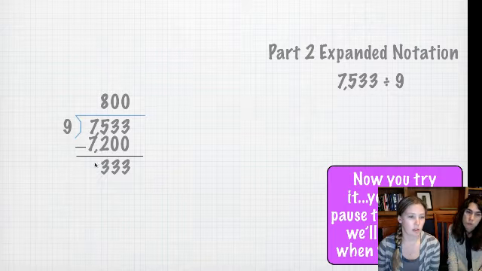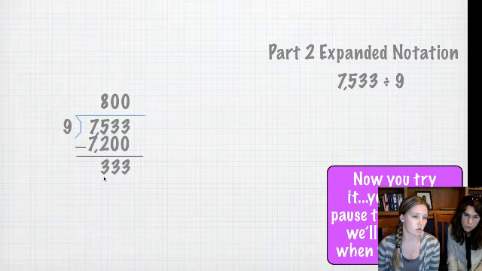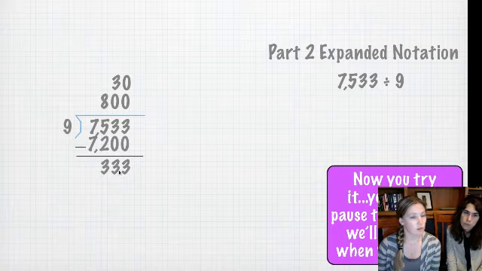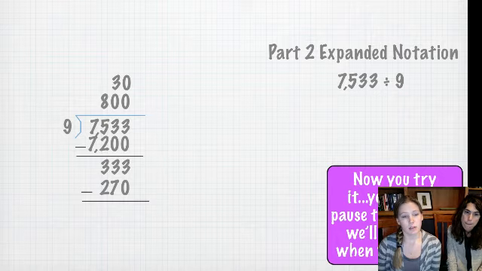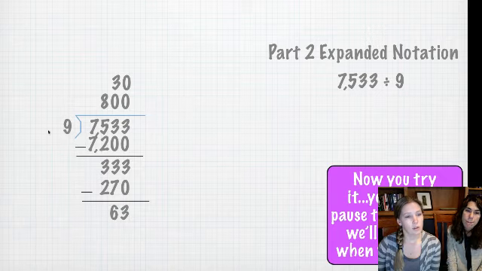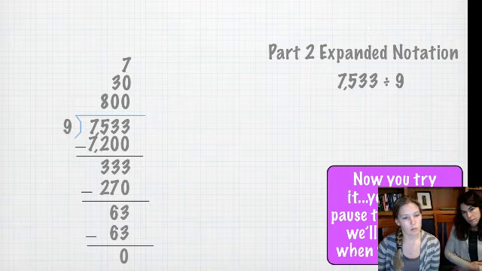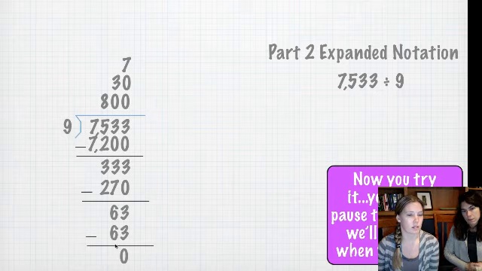So now again, I'm looking at how many times 9 goes into 3. It doesn't, so I have to look at the second digit too, 33. 9 times 3 gets me close to 33 without going over, so 9 times 30 is 270. If we subtract that, we end up with 63. And now I know this one: 9 times what gets me to 63 exactly would be 7. So 9 times 7 is 63. Subtract, and we end up with 0 as our remainder.